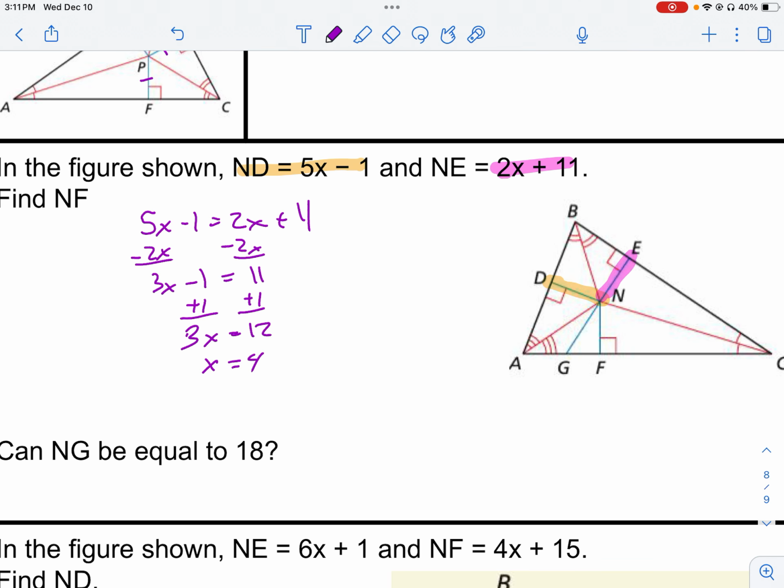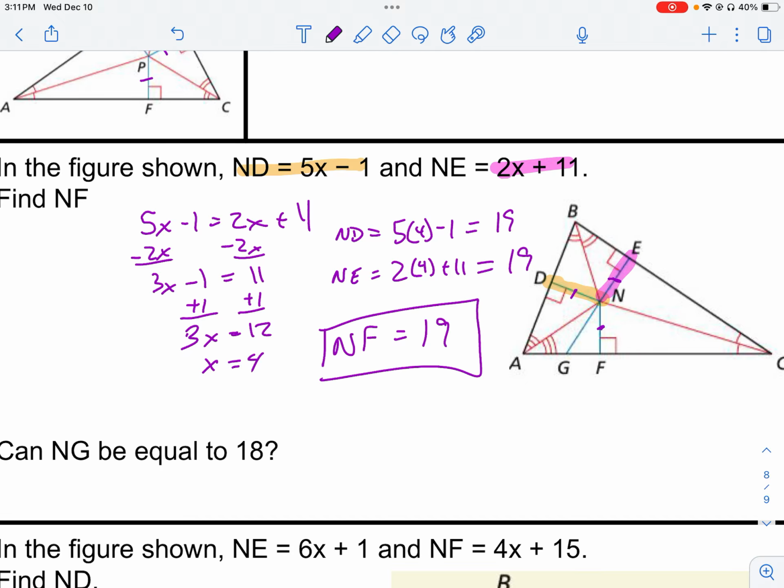Well, NF is going to be the same as ND and NE. So all we got to do is take the 4 and plug it in. So ND equals 5 times 4 minus 1, or 19. I like to check, so we're going to do it again. So 2 times 4 plus 11 is 8 plus 11 equals 19. So NF equals 19.